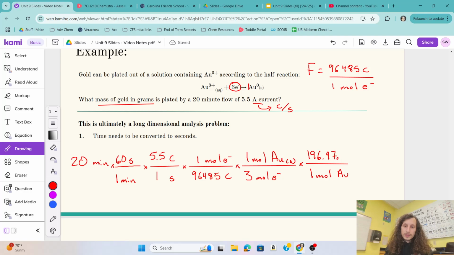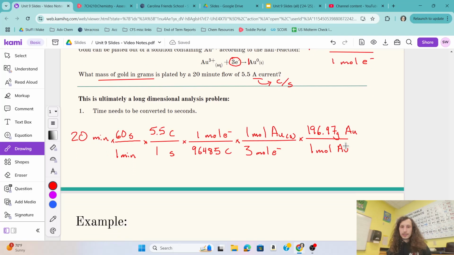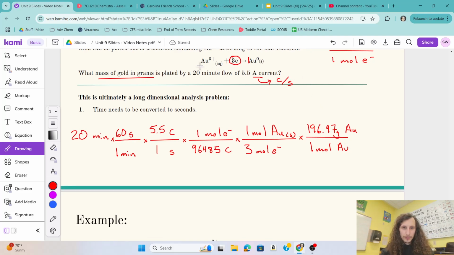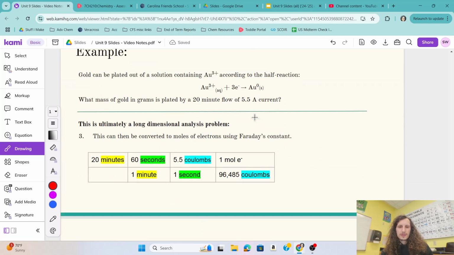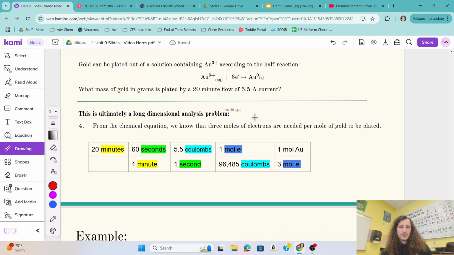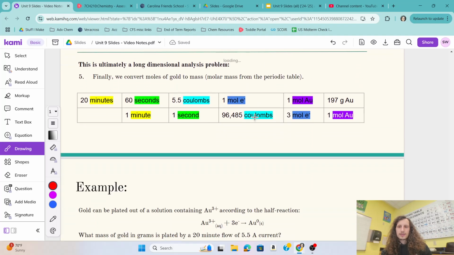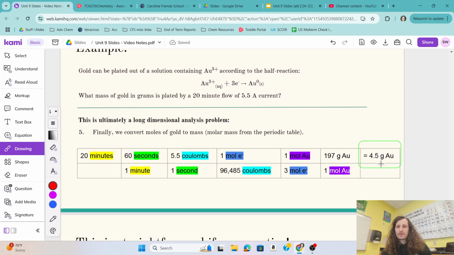196.97 grams of gold. Okay. Plug that in and you will get an answer. Beautiful. Now, I guess technically you'd go with 1 sig fig for the 20 minutes, but I'd probably put 2 on here. So let's see. Does that track with what is written here? Yes, yes, yes. Boom, boom, boom. So 4.5 grams of gold.